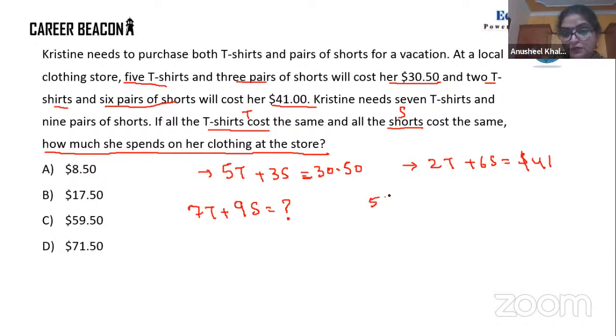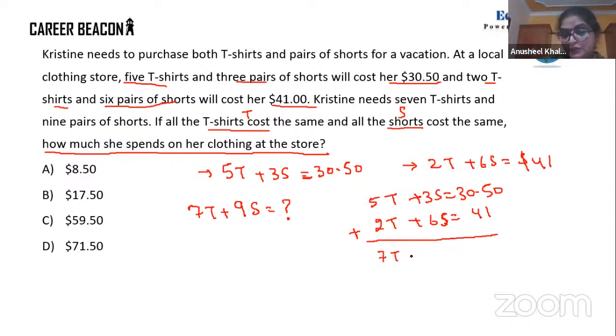So if you write it like this, 2t plus 6s is 41, and the question is asking for 7t plus 9s. So see, first you should check that by just adding or subtracting the 2 equations, can you figure out what the question is actually asking? So can you figure out what is 7t plus 9s? If you are focusing on the question, you will realize that if you simply add these 2 equations together, you will end up with 7t plus 9s. And you only need to add the 2 values and you will have the answer, right?